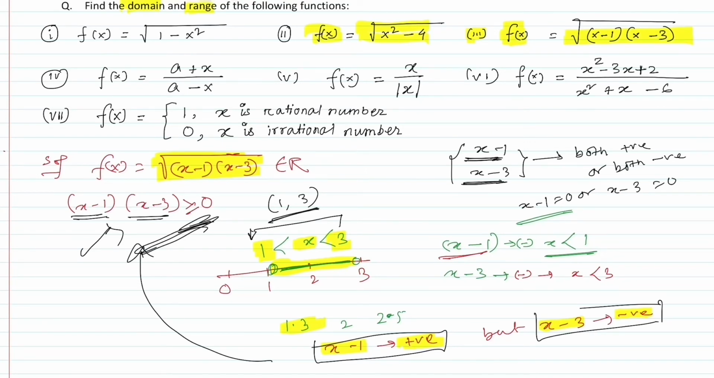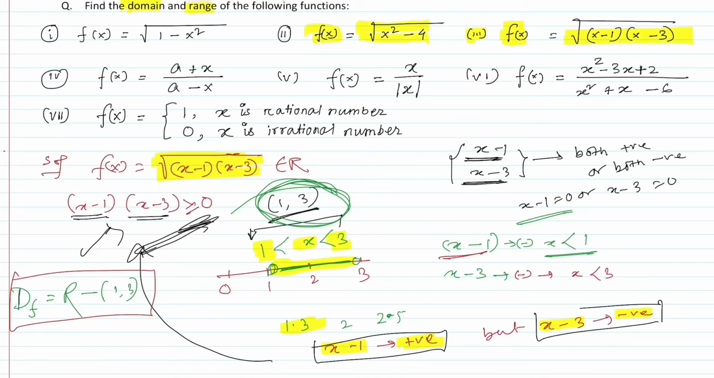So in that case, what will be the domain? The domain of this function will be the set of all real numbers minus the open interval (1, 3). That means the numbers in the set represented by this interval should not be included. So this is the domain of this function.